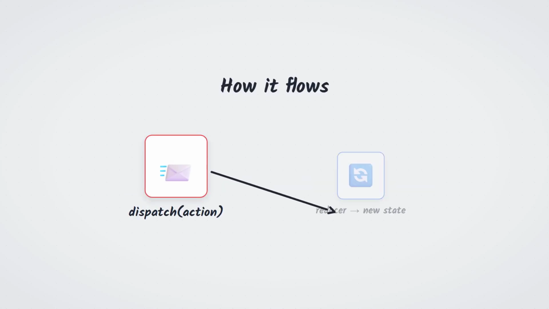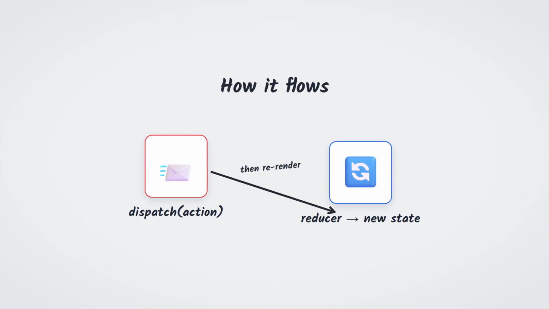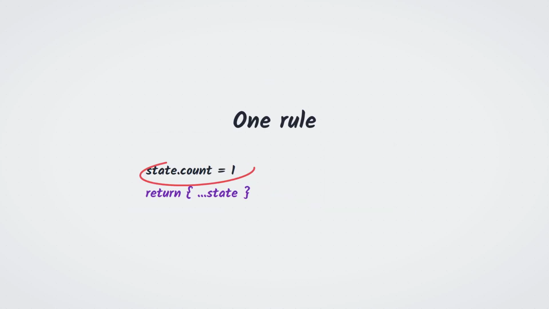React passes the current state and your action to the reducer. It returns the next state, and the component re-renders. One rule: same as state, the reducer must be pure. Never mutate state, always return a brand new object.